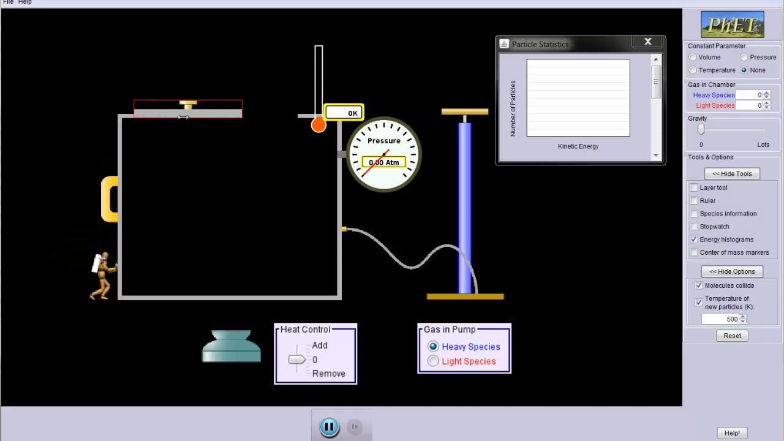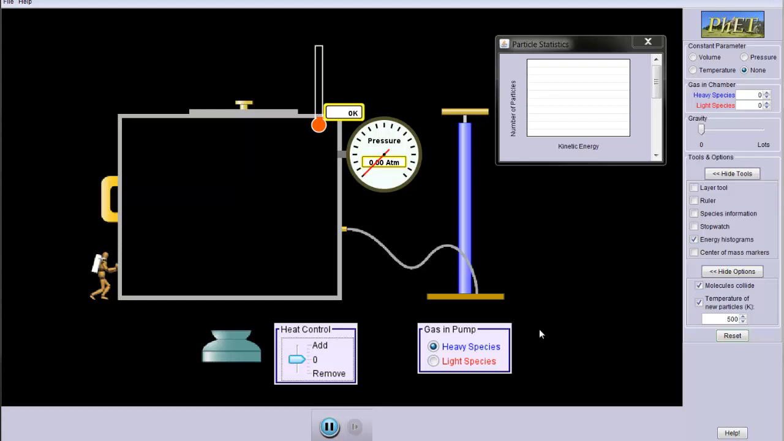We can add and release particles by opening and closing the gate to release them, and then using the pump to add large volumes at a time. We can add heat in the form of a flame or remove heat in the form of ice. We're going to focus on this control during this simulation and see how temperature affects the kinetic energy and speed of a molecule of gas.